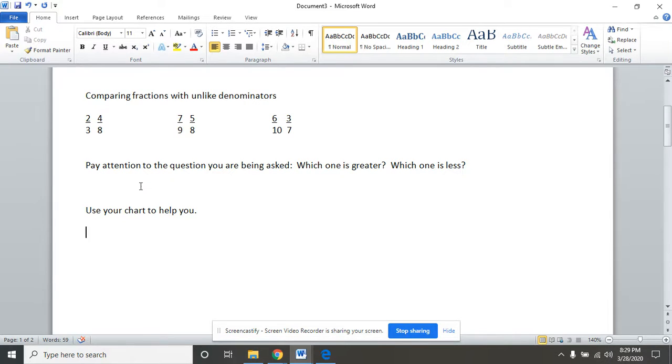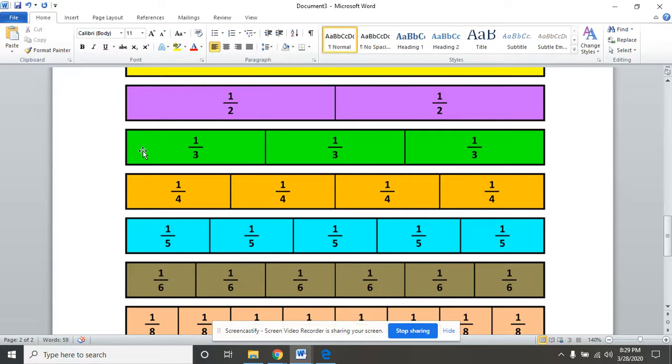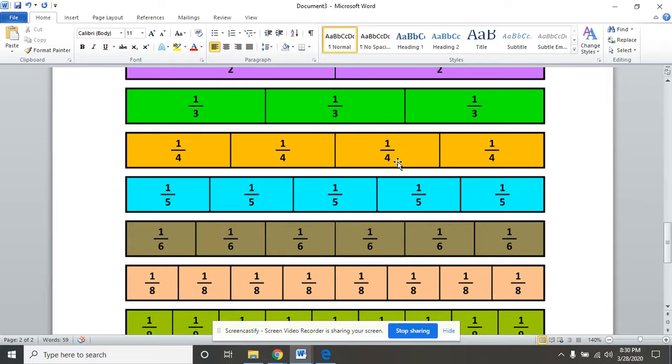So if we go down here and look at our visual aid, we have 2/3, which is 1, 2/3. And then we have 4/8. Notice where 2/3 ends right there. And then we have 4/8, which is 1, 2, 3, 4. And it ends right here, whereas the 2/3 ends right there. So which one is greater? Well, this one would be.